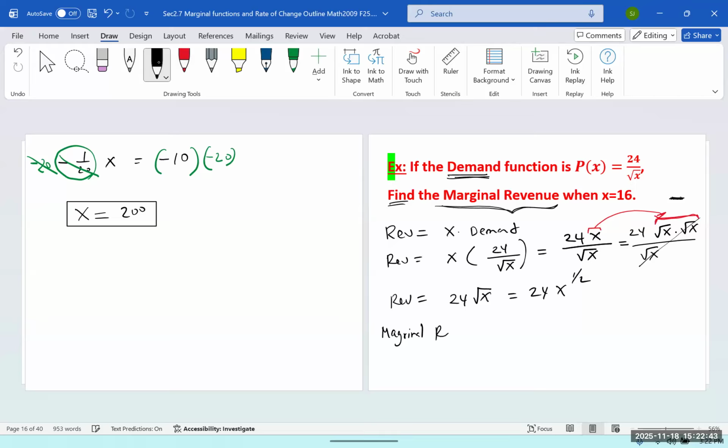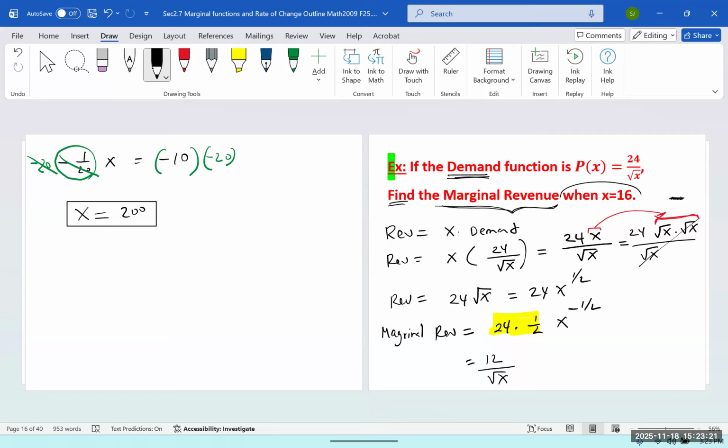The marginal revenue. What's the marginal revenue here? 24 times 1/2 x to the -1/2. And then we find half of 24, which is 12, over square root of X.